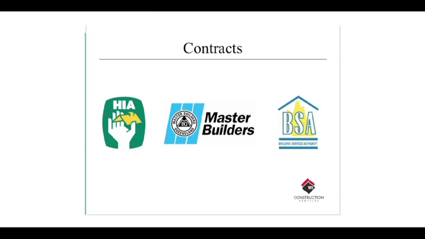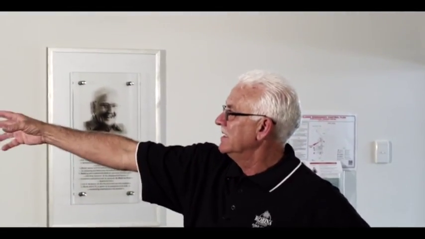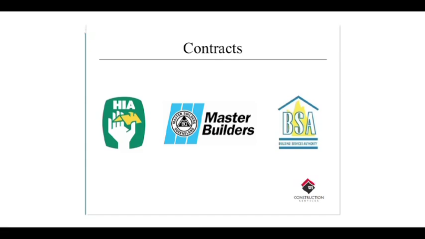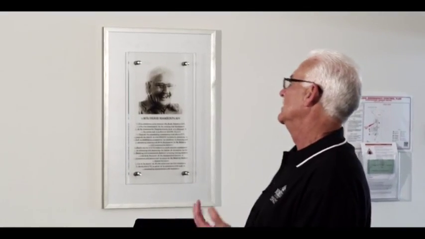Okay, next one. All right, where do you get these contracts from? If you've got a very expensive solicitor, then you might get someone to write one up. Probably not advisable because of the industry that we're in. It's not that delicate to have a solicitor or someone write up a contract. You're probably better off going to one of these, either the HIA, Master Builders, or the BSA. They've all got them. They're all compliant with the Domestic Building Contracts Act. You can purchase them. You can get them online. Your clients will be aware of them, and they're easy to sign. Okay.